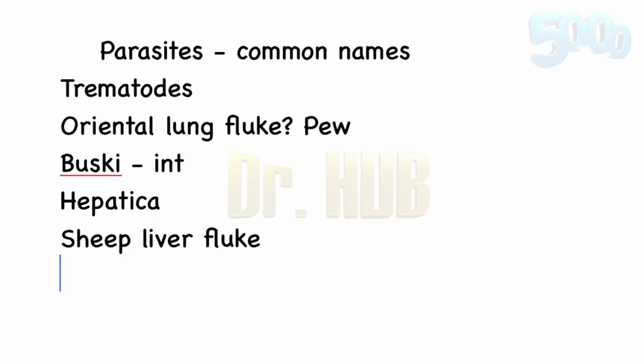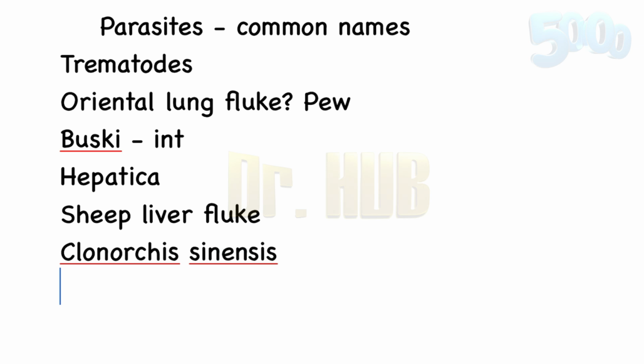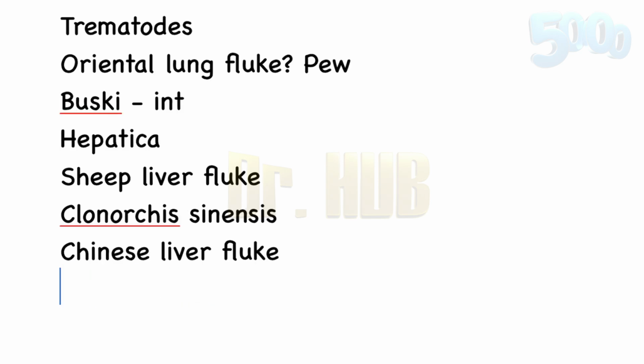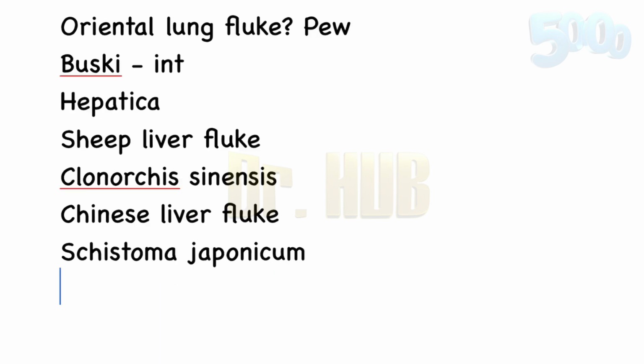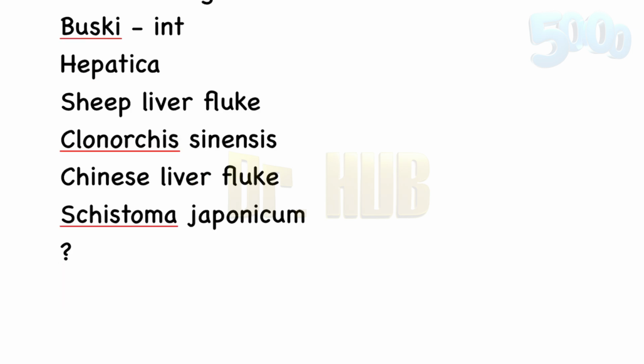Then Clonorchis sinensis is the Chinese liver fluke, and it is also the oriental liver fluke. Schistosoma japonicum is the oriental blood fluke. The Clonorchis sinensis is the Chinese liver fluke.